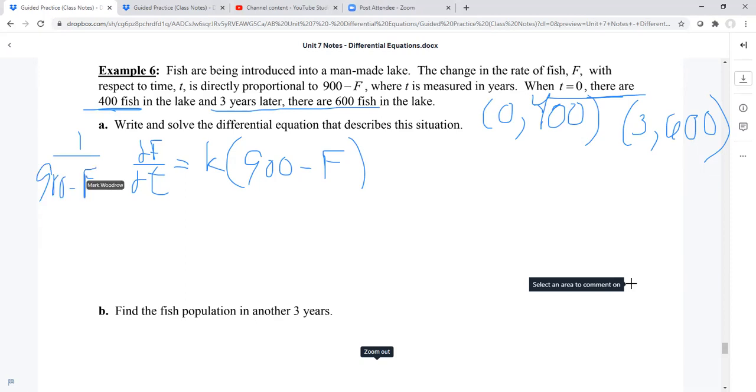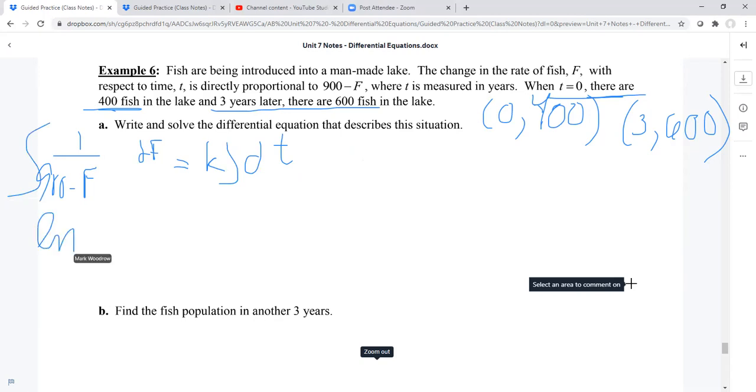Okay, and then I'm going to multiply my dt over to the other side. I'm going to integrate. So let's see. This is going to be dt, and then I got to integrate, and I got to come over here and integrate. So again, this is going to be the natural log of 900 minus f.